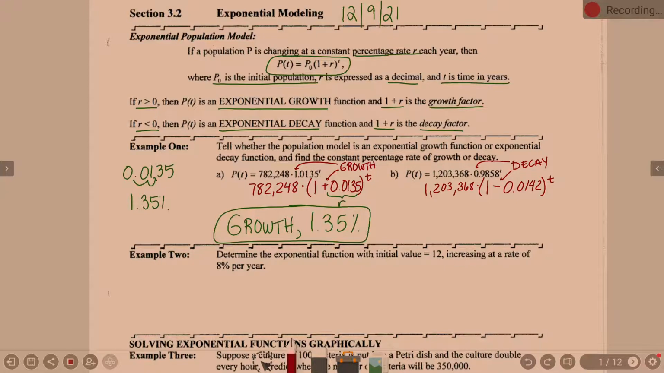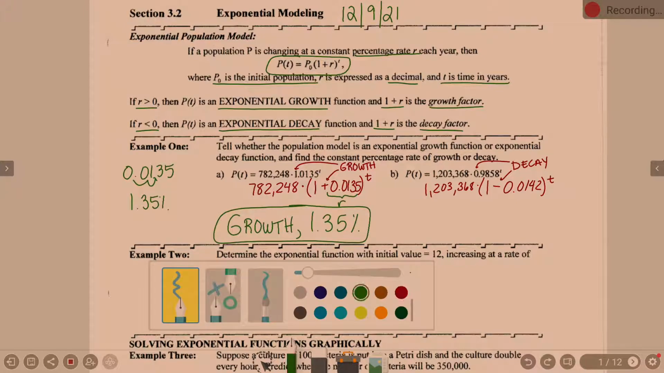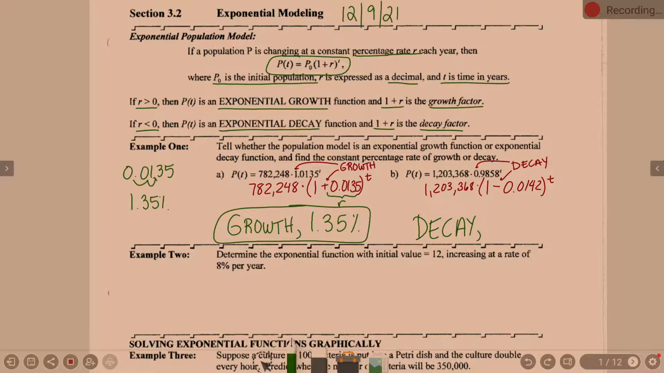Okay, so we already agreed that this is decay. And what is that decay percentage rate of decay? 1.42. Yeah, if you take this value right here that is R and you change it to a percent, move the decimal 2 places to the right, or as I reminded someone this morning, it's multiplying by 100. So 1.42%.